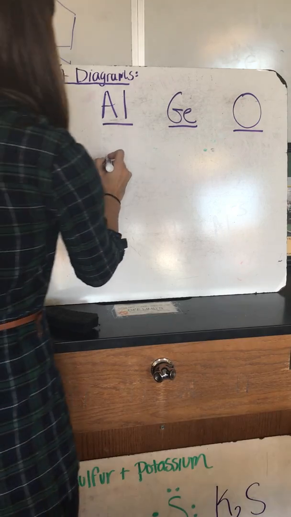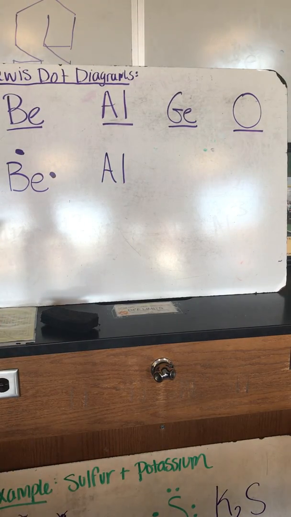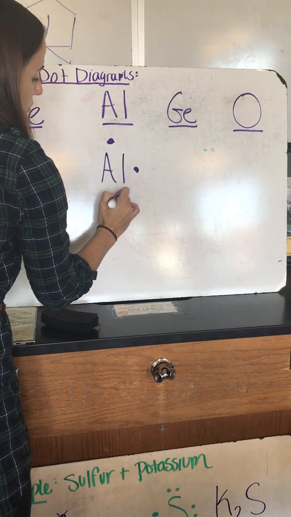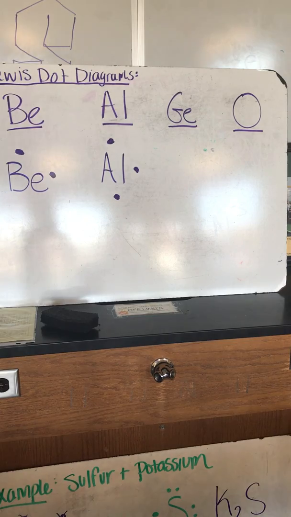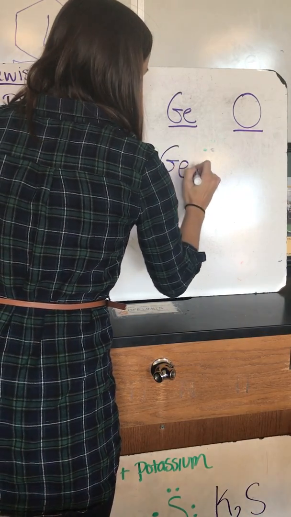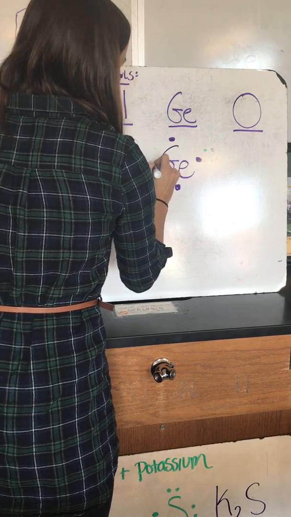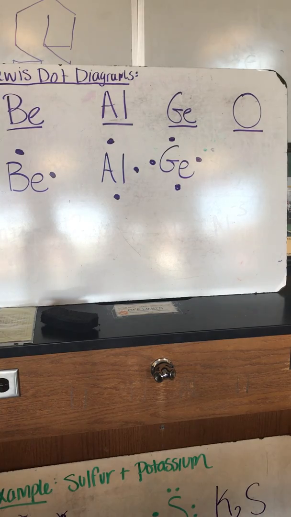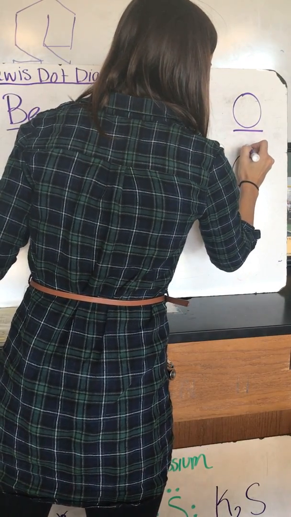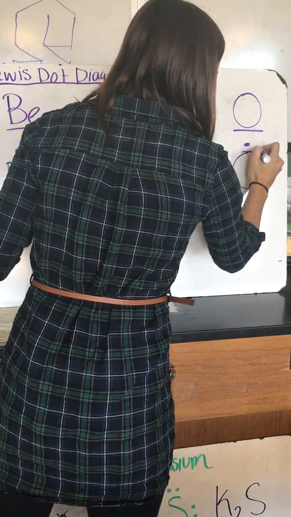Aluminum is in group 13. All group 13 elements have 3 valence electrons, so aluminum's Lewis dot looks like this: 1, 2, 3. Germanium, group 14. All group 14 elements have 4 valence electrons, so 1, 2, 3, 4. And then oxygen is in group 16. It has 6 valence electrons, so it is going to have 6 dots around.